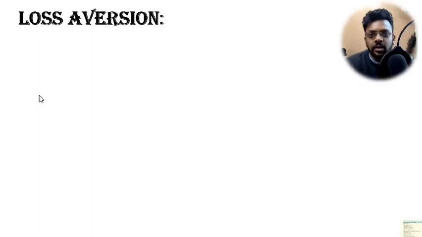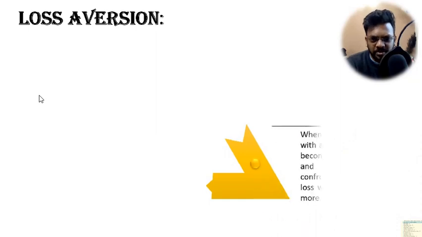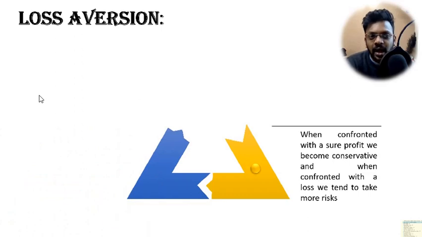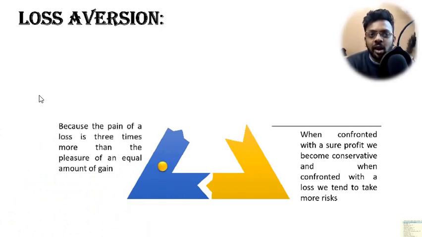First topic. Loss aversion is a very important topic to be known for stock market traders and investors, because when confronted with a sure profit, we become conservative, but when confronted with a sure loss, we tend to take more risk, because no one likes losses, right? Everyone wants profit. We don't have the power to accept losses. That's the main thing. The pain of a loss is 3 times more than the pleasure of an equal amount of gain. If we take an equal amount of gain and loss, the pain of the loss is greater than the pleasure of the gain, even for the same quantity.